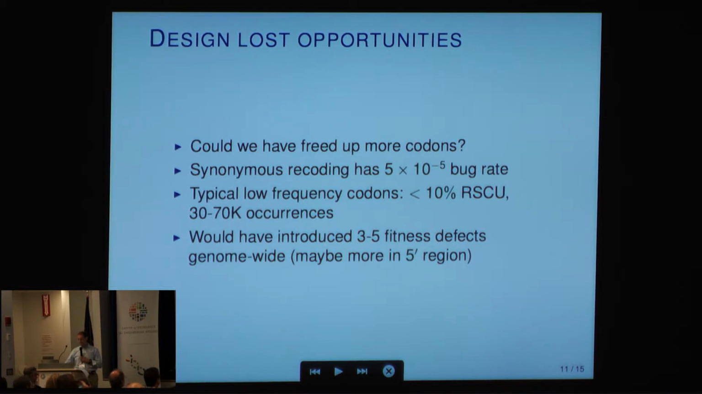So I think maybe the biggest design flaw was lost opportunities in being a little more aggressive in the design. For example, there are several codons with codon frequency less than 10% relative usage, with 30 to 70,000 occurrences. Applying the 5 times 10 to the minus 5th bug rate for this sort of bug, maybe we would have had 3 to 5 more fitness defects. I think actually a little bit more, because these are more in the 5' region where there's evidence of some effect on transcription, but still, I think we could have been more aggressive. This is something Jeff and I talked about, and we decided that we wanted to value fitness.